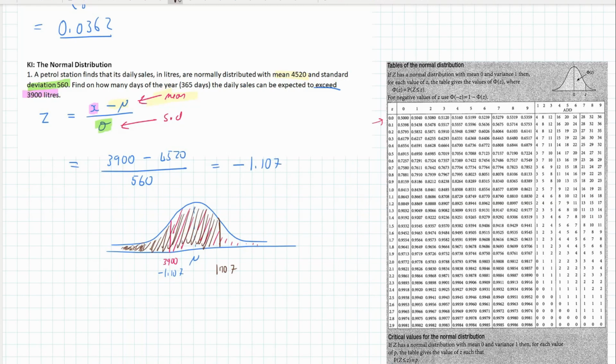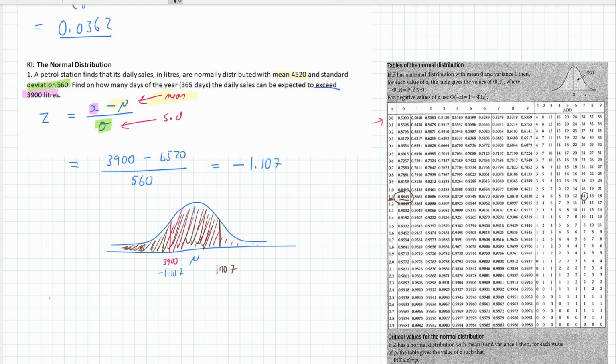Okay, so we're going to go to our table. We're going to go to 1.1. Here's 1.10, and then we're going to add to it. Now, what does it say? 7. So this one here. So we're going to go this bit. 0.8643.